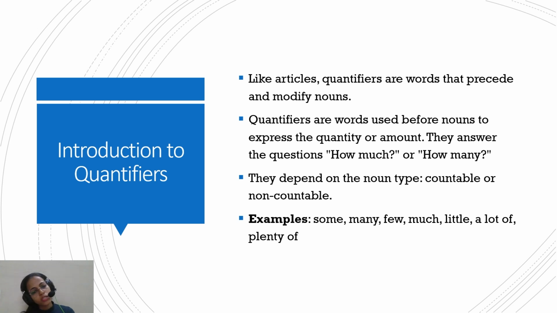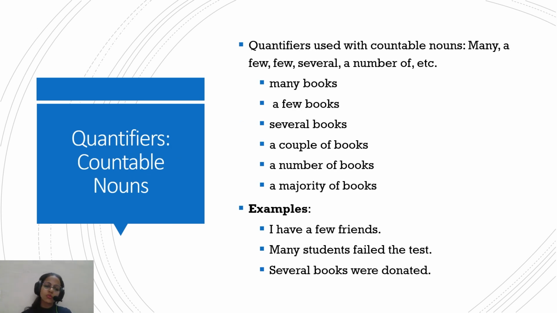They depend on the noun type, countable or uncountable. If it is a countable noun, we'll know how many. If it's an uncountable noun, we'll know how much. Some examples are some, many, few, much, little, a lot of, plenty of. Okay.